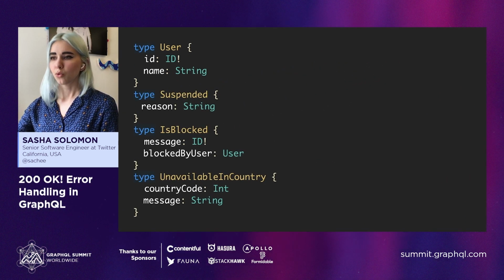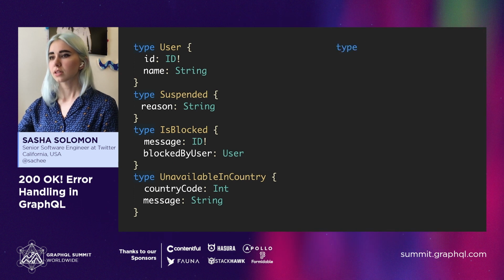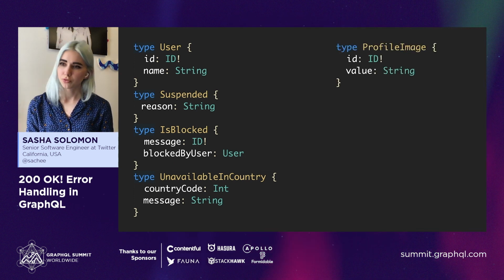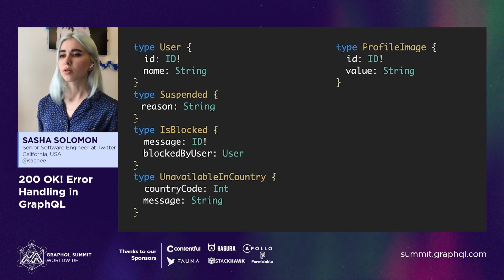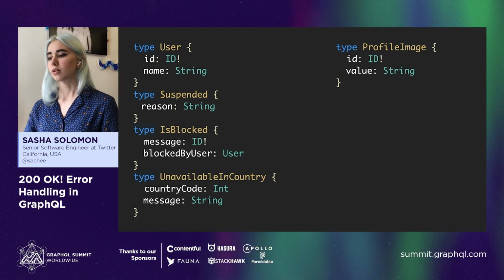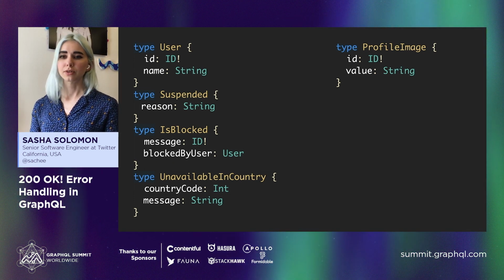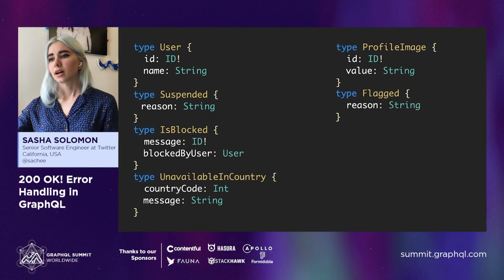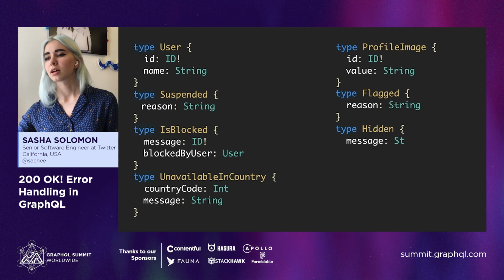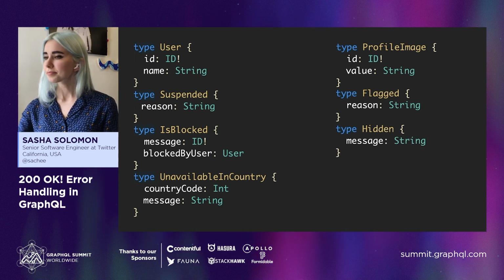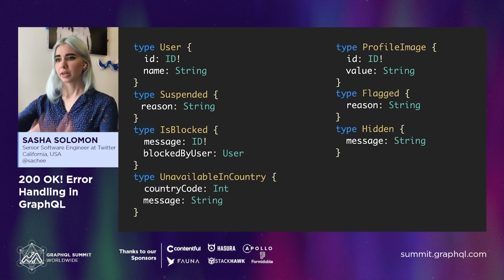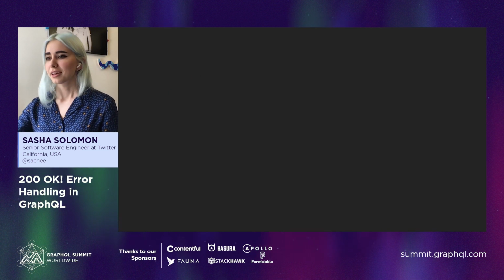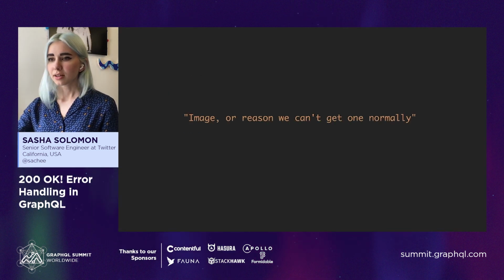So let's add some more stuff. Let's add something called profile image. We'll do kind of what we did before. We'll add a new type called profile image, and then we'll add different states of that profile image. So things like maybe flagged, maybe this profile image can be hidden, things like that. And we can add a bunch more if we want, but we'll only do these. Cool. So we added those.